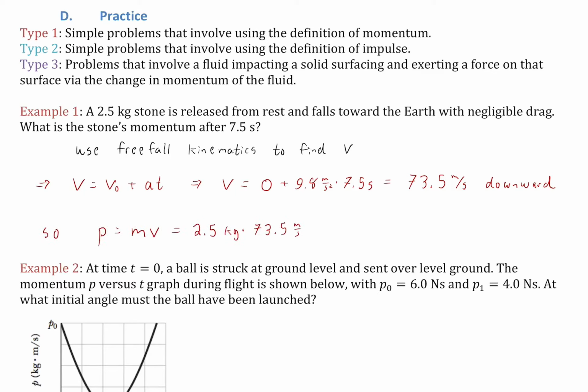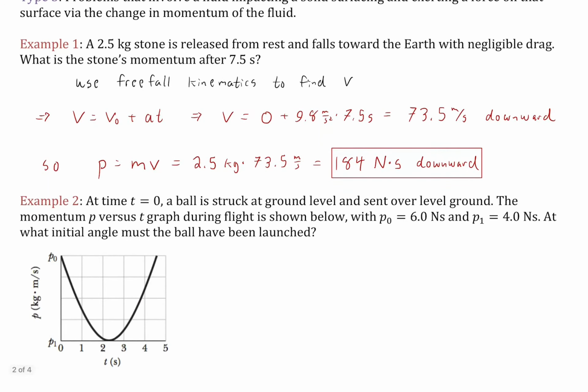Then we're just going to find the momentum, because we were talking about a 2.5 kilogram stone. This would be no different than finding the kinetic energy, say. So we just multiply the m by the v that we found via kinematics. And there we go. The momentum of that object after being in free fall for 7.5 seconds without drag is 184 Newton seconds. And since momentum is a vector, we should specify that momentum points down, the same direction as velocity. So definitely just the definition.